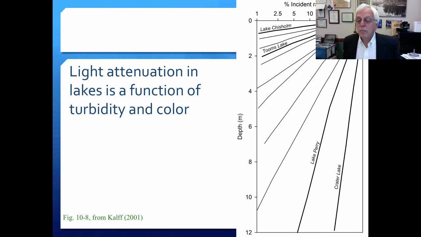It has almost no nutrient in it. And look at how much of the incident radiation is still left at fairly substantial depths, whereas Lake Chisholm loses almost all of its light. It's down to 1% irradiance before it even gets to 1 meter. And you can guess from that that there's a lot of material suspended in that water. And Lake Chisholm is a eutrophic system that has a lot of nutrient and a lot of algae.